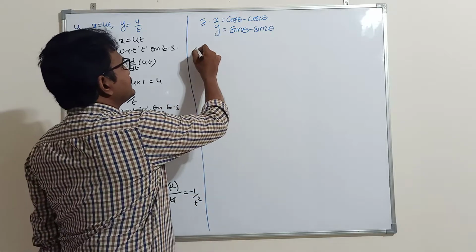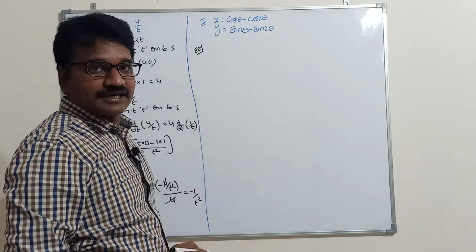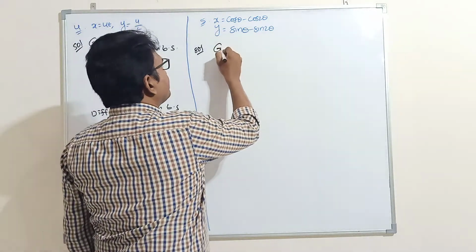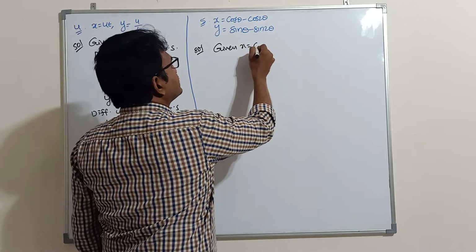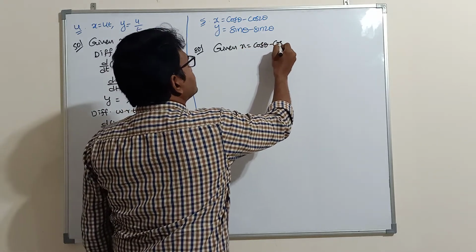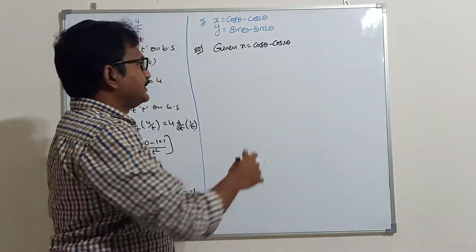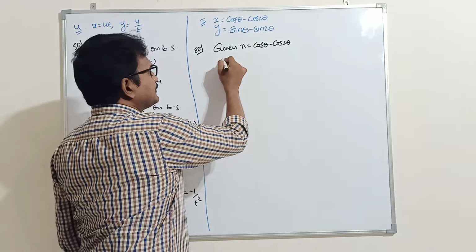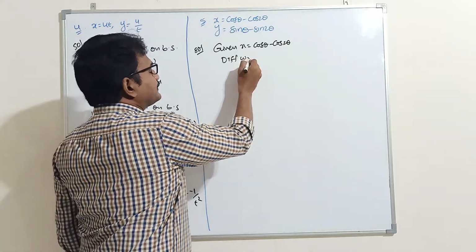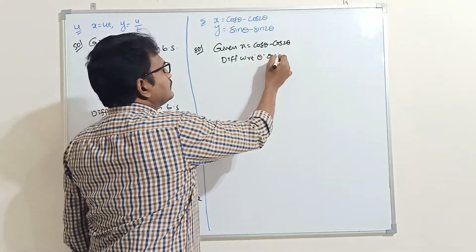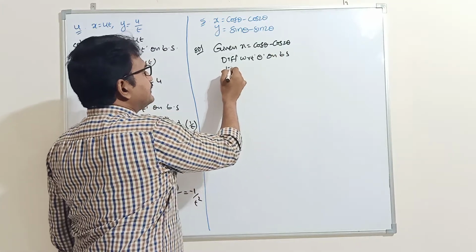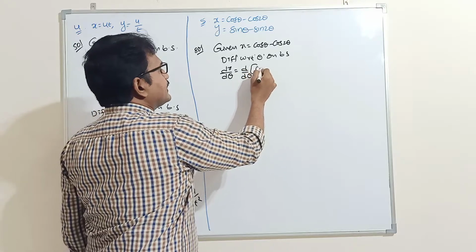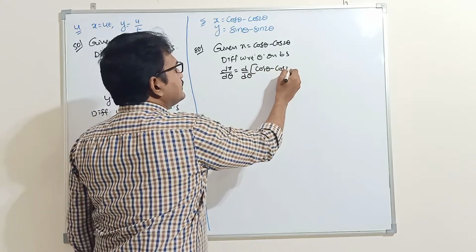Next, x is equal to cos theta minus cos 2 theta. y is equal to sin theta minus sin 2 theta. Given x is equal to cos theta minus cos 2 theta. Here the equation x is given in the form of parameter theta. So that's why, differentiating with respect to theta on both sides, d by d theta of x is equal to d by d theta of cos theta minus cos 2 theta.